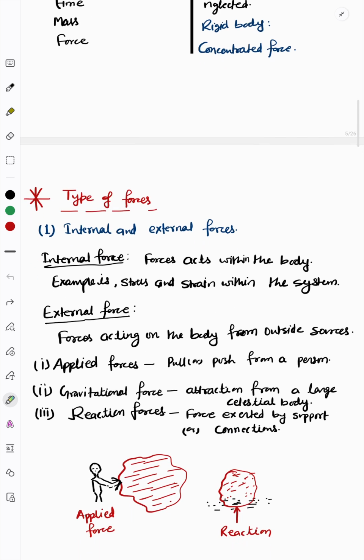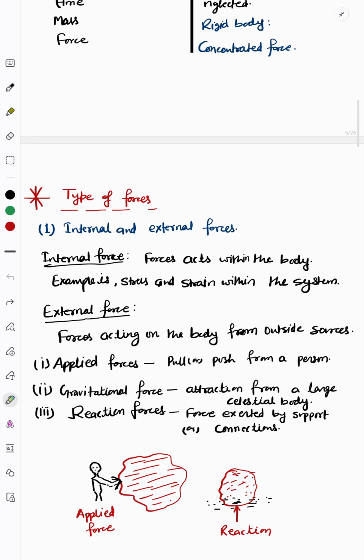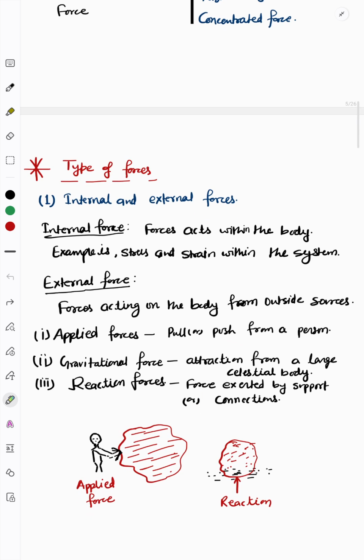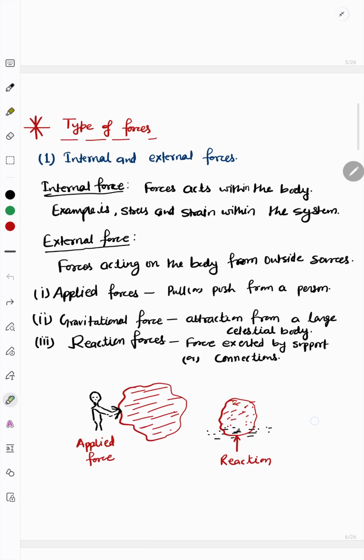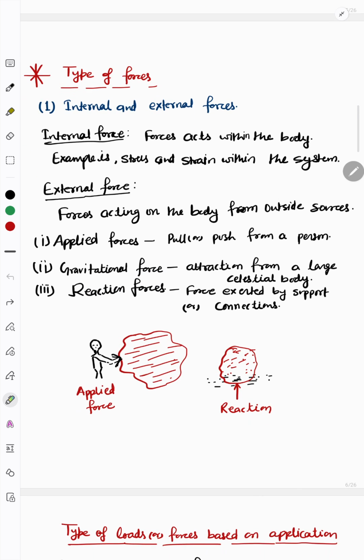Then applied forces mean pull or push. We apply the forces from outside, either pulling one object or pushing one object, meaning tension or compression. Tension happens while we are pulling the object, and compression happens while we are applying a push force, or compressing from both sides. Then gravitational forces and reactive forces. Here we can say reactive forces, applied forces. This is the example of applied forces.